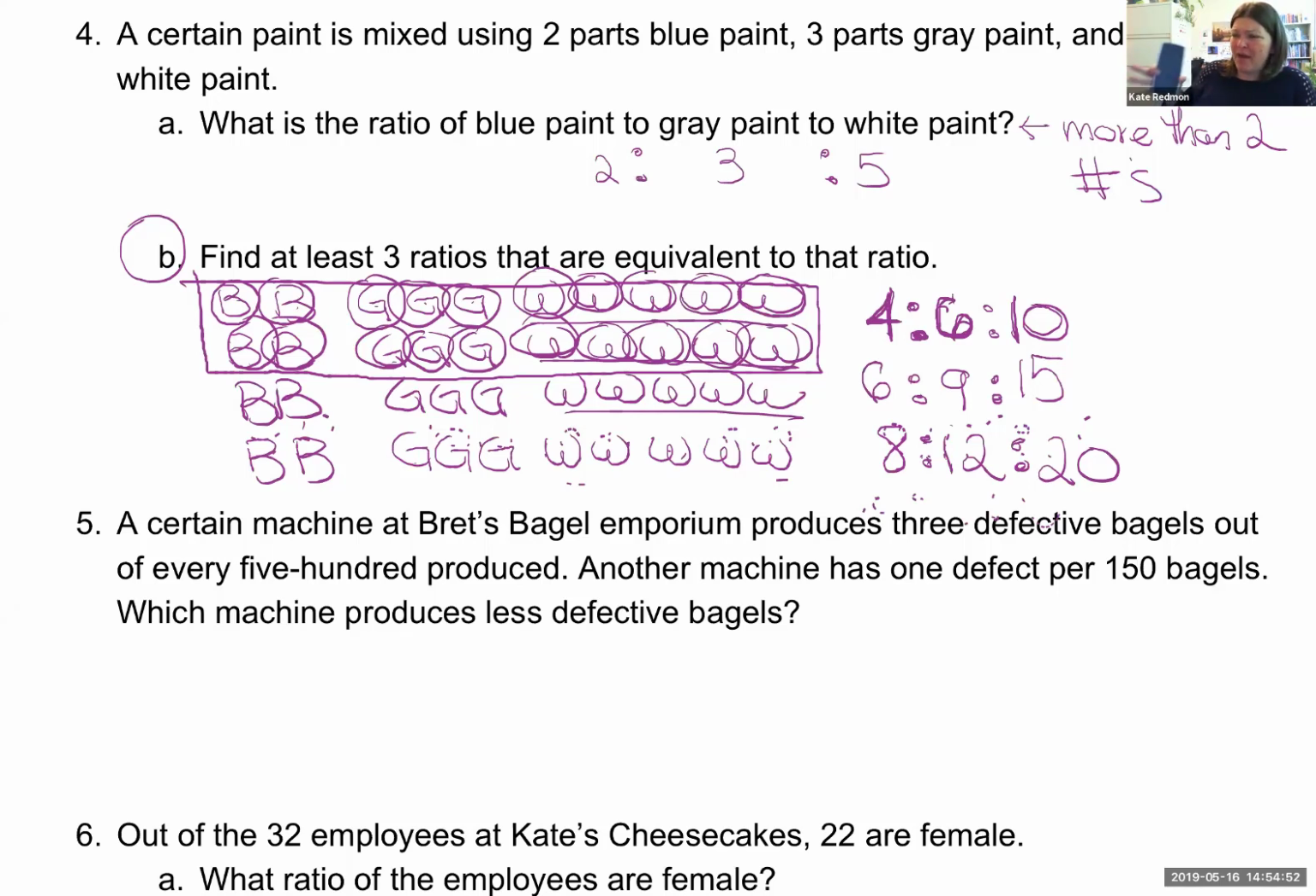We'll be looking at a more mathematical way next class. Okay. Is everybody okay with that? But the answer here would be 4, 6, 10, 6, 9, 15, 8, 12, 20. Yeah, because I asked you for at least 3 ratios that are equivalent to that ratio.